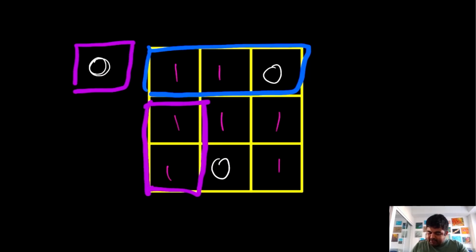Now next we will keep iterating over this matrix. So we'll check these three values, and all of them are 1, so we are good. This is also 1, so we are good.